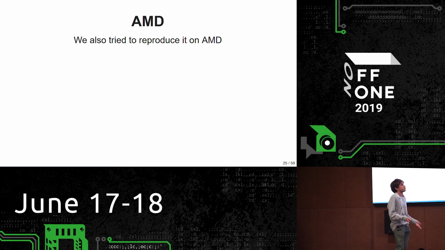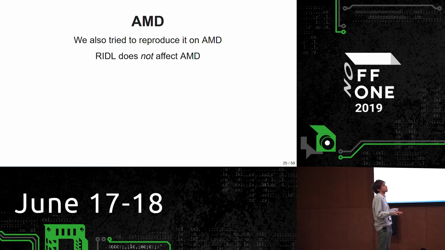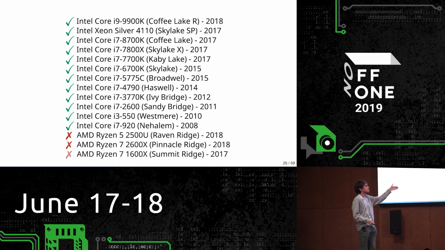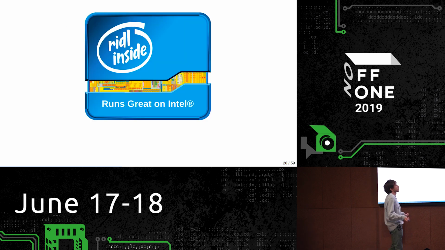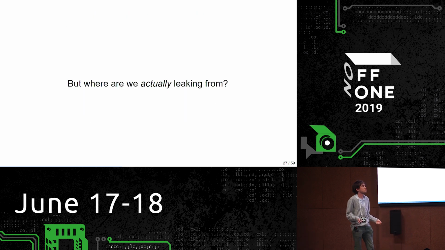So we also tried to reproduce it on AMD, and we found that RIDL does not actually affect AMD. AMD also made an official statement about this, that AMD is not affected by RIDL. And so did ARM also make a statement about this. We tested on these three CPUs from AMD, and they were also not affected by RIDL. So RIDL runs great on Intel, but where are we actually leaking from?